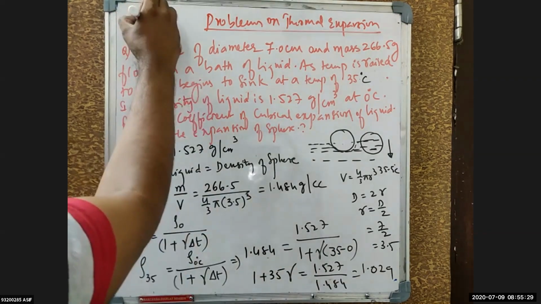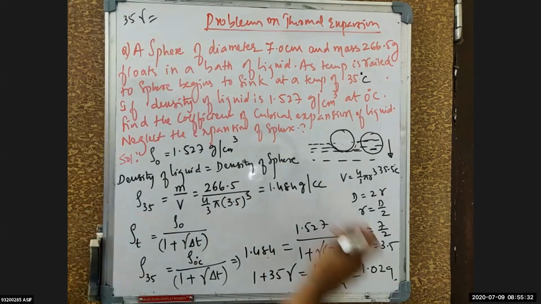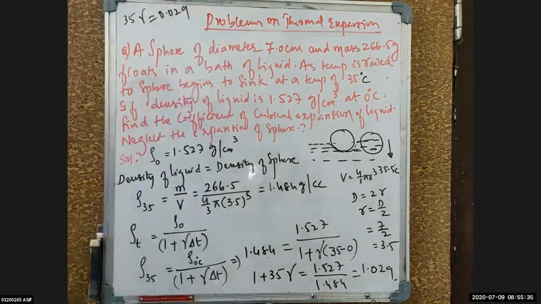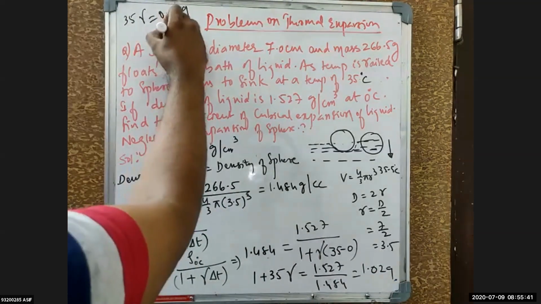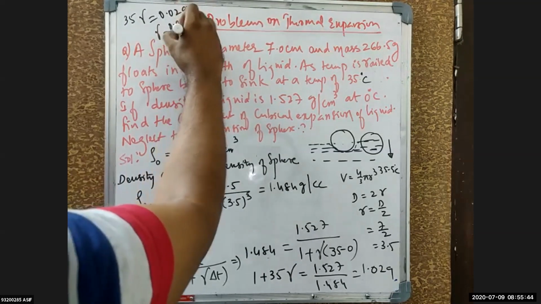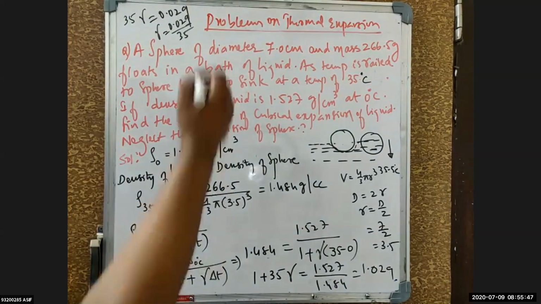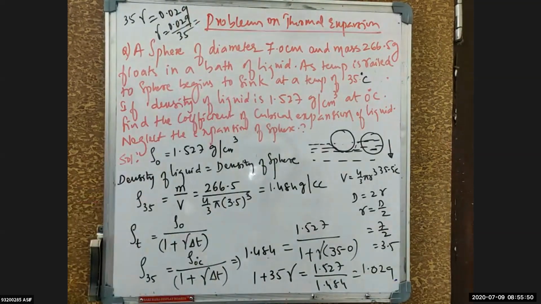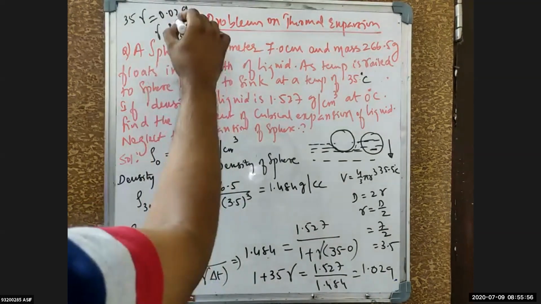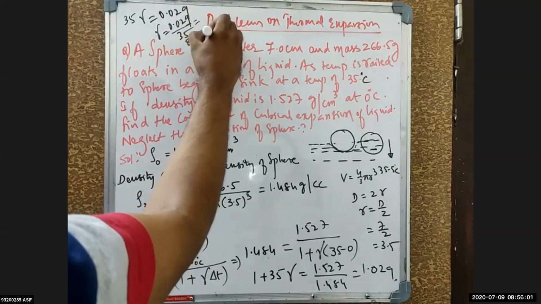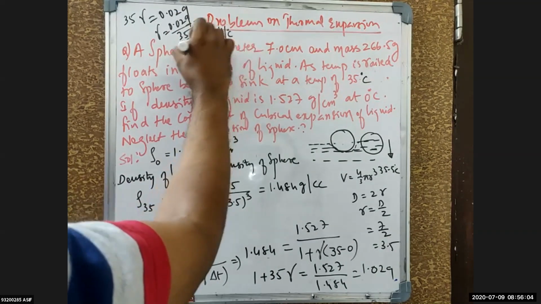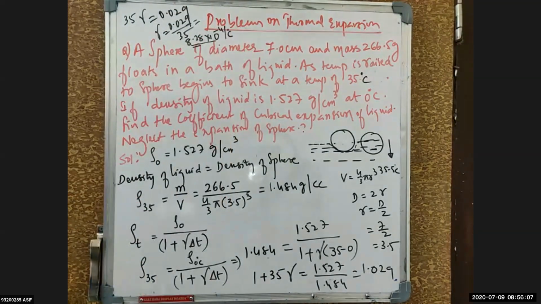I'm writing here 35 gamma is equal to 1 minus this, which will become 0.029. Here 1.029 minus 1 will be 0.029. That means the gamma value is equal to 0.029 divided by 35. That will come out approximately 8.29, but I can write it in terms of power. So this is approximately 8.28 into 10 to the power of minus 4 per degree centigrade. You please check this calculation. 0.029 divided by 35. See how much you get for that value.